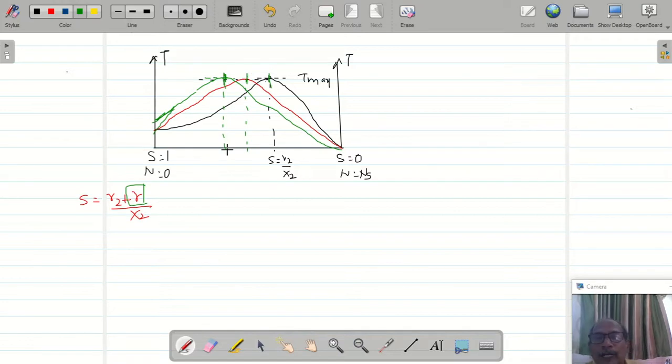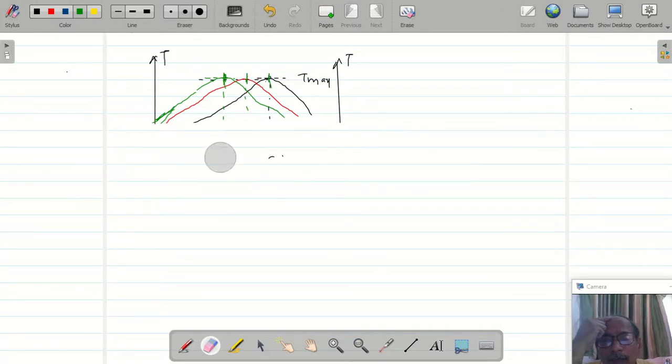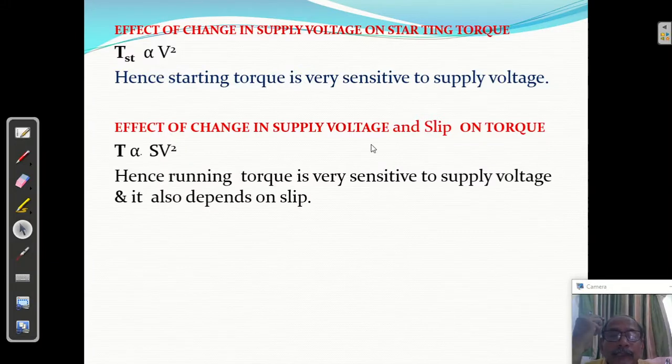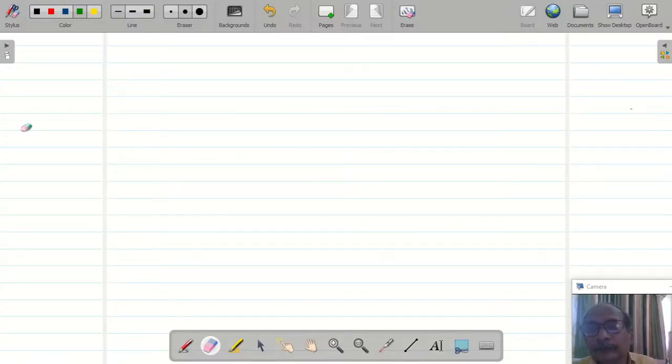Clear? One more thing I want to discuss, what is the effect of voltage? So I want to discuss that piece also. This is not actually required, but you must know. If the examiner asks any question in MCQ or in oral, you must know this. Okay. So one more thing I want to discuss. The effect of change in supply voltage and slip on torque. Okay, so I want to discuss effect of change in supply voltage. See here, this is the torque slip characteristic.